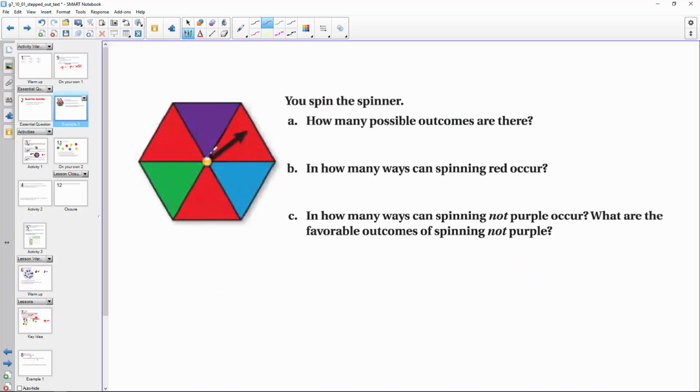So if I look here, how many possible outcomes are there? If I look here, there are 6, right? So I'll just put a 6 here. How many ways could you spin a red? So this is my favorable outcome, spinning red. I have 3 out of 6. How many ways can spinning not purple occur? So not purple would be 5 out of 6, right?